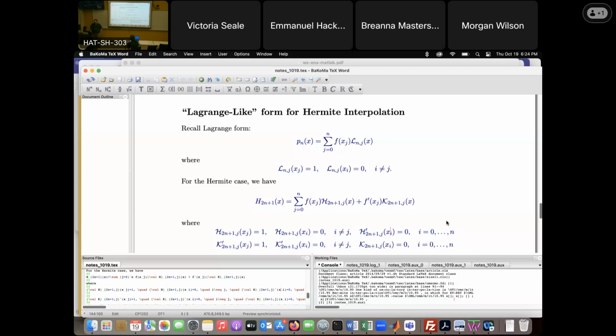So now we need polynomials that will satisfy all of these conditions. And fortunately, Lagrange polynomials will be very helpful in figuring that out.